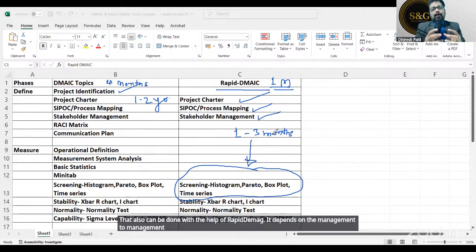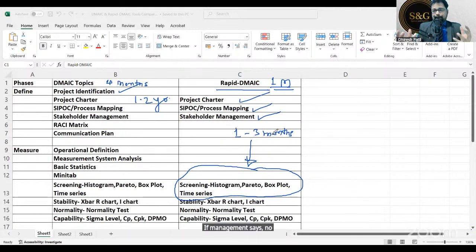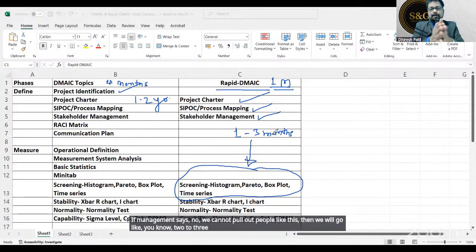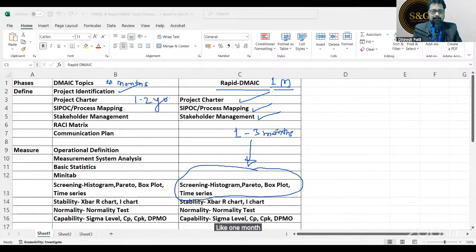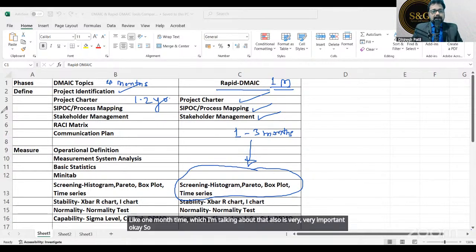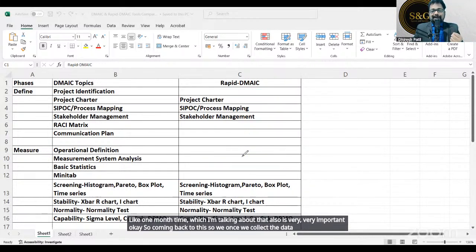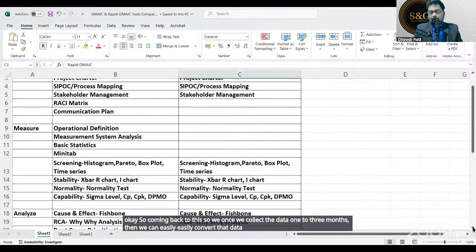Management takes a call. If management says, no, we cannot pull out people like this, then we will go for 2 to 3 weeks or 4 weeks, like 1 month, which I'm talking about. That also is very, very important. Okay, so coming back to this. Once we collect the data for 1 to 3 months, then we can easily convert that data into information very easily.